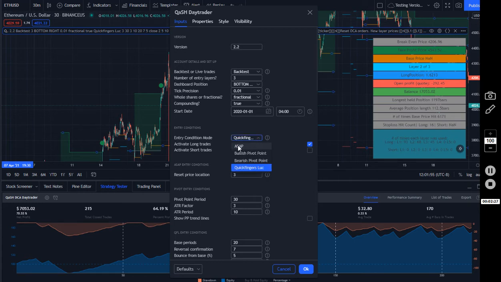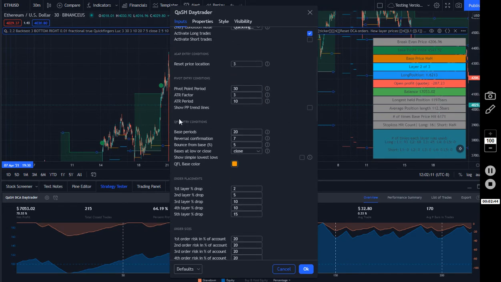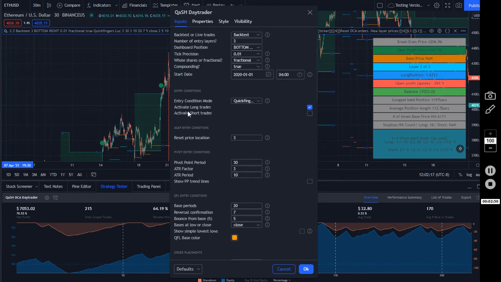If you select ASAP entry mode, then this is the entry condition setting that you can use. If you select one of the pivot point entries, then you can change these settings. If you select Quickfingers Luc, then you can scroll down and these are the settings that you want to play with, and all the settings below that, and yeah, anything above here as well.